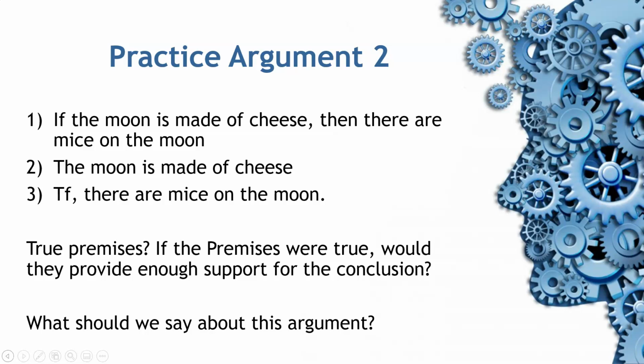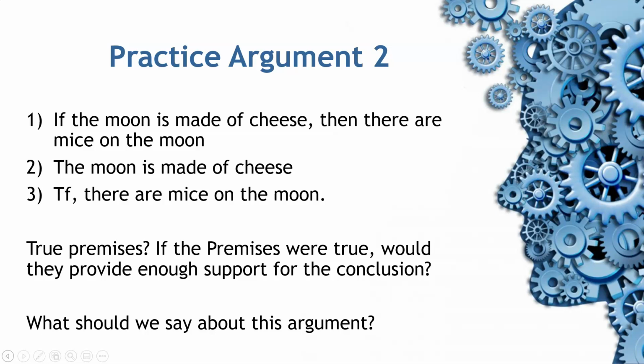If the moon is made of cheese, then there are mice on the moon. The moon is made of cheese, therefore there are mice on the moon. First question, are all the premises true? Premise 1 says, if the moon is made of cheese, then there are mice on the moon. How do we evaluate this conditional statement? It's actually a little bit strange. Maybe we'd have to ask ourselves, if anything is made of cheese, are there always mice on it? That doesn't seem to be the case, so maybe we should say this premise is not true.